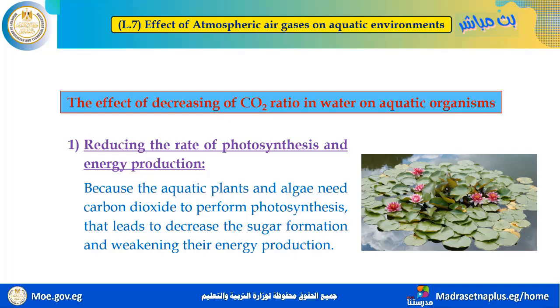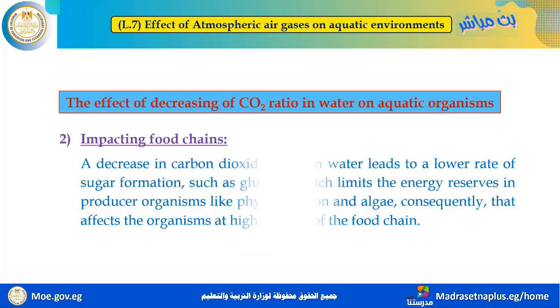So if the ratio of carbon dioxide decreases, the photosynthesis process will not occur efficiently, and will reduce the energy that the living organism needs to survive or to practice its activities. Clear? Let's now go for another thing.